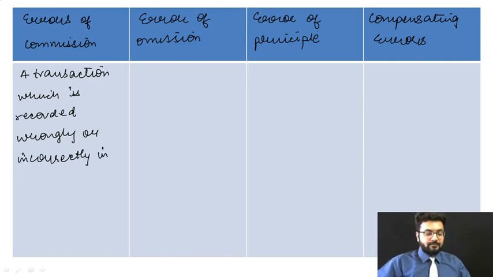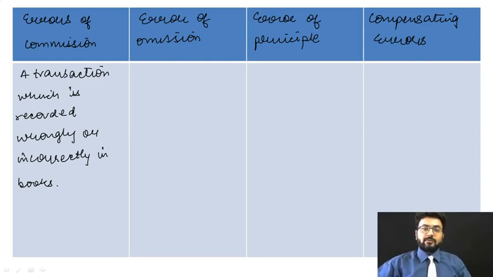Incorrectly in books. A transaction which is recorded in a wrong manner or in an incorrect manner into books of account is known as... Into books, not books of accounts. I am talking about just books.